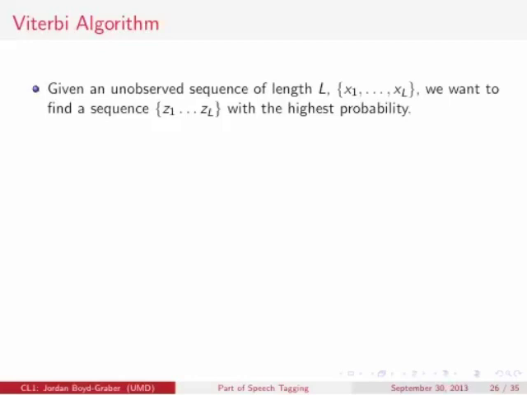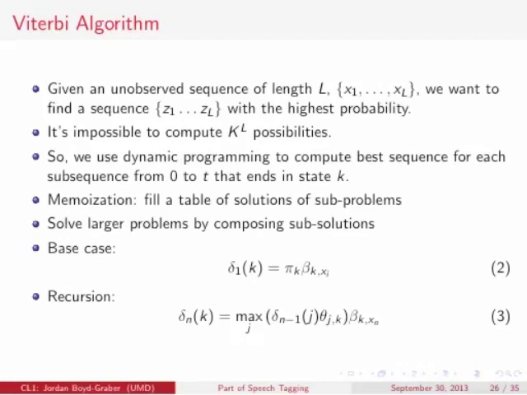And so the next problem, now that we've estimated our model, is how do you take a sequence of words, x1 to xl, and find out the sequence of part-of-speech tags, z1 to zl, that has the highest probability. And the process for figuring that out is called the Viterbi algorithm. It's impossible to compute all of the k to the l possible sequences. So what we're going to do instead is use dynamic programming to compute the best sequence for each subsequence going from 0 to time t that ends in a particular state k.